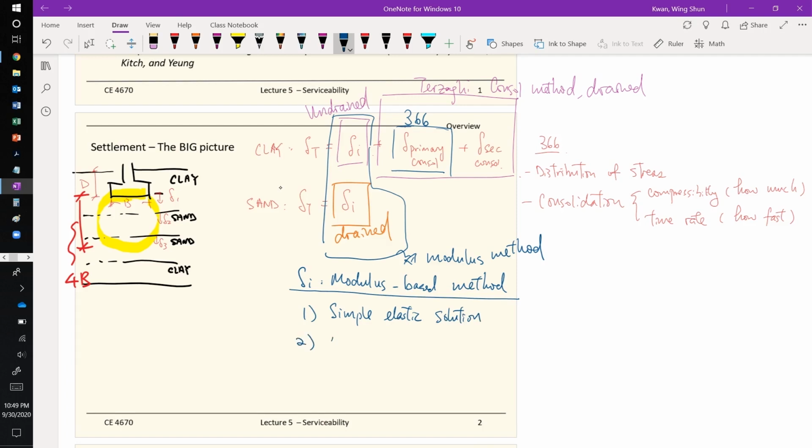We talk about the generalized elastic method. We also talk about the Mayne and Poulos 1999 method. We'll talk about the most popular one, the Schmertmann method.